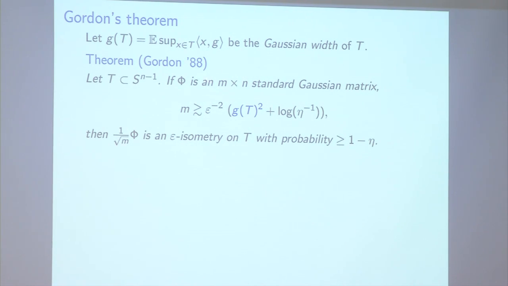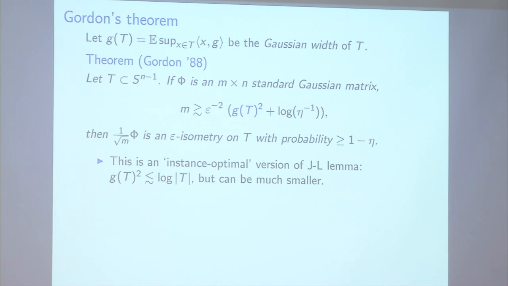Okay, and what Gordon's theorem says is that if Phi is an m by n standard Gaussian matrix, and m scales like this, so it scales like epsilon to the minus 2 times the squared Gaussian width plus the log of the inverse failure probability, then this rescaled Gaussian matrix will be an epsilon isometry on T, okay, with probability 1 minus eta.